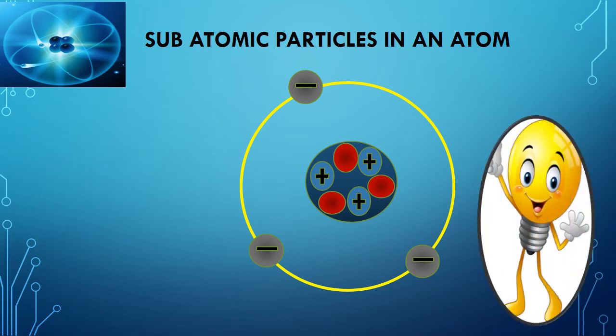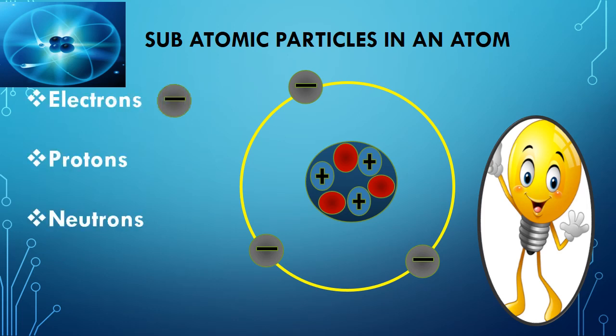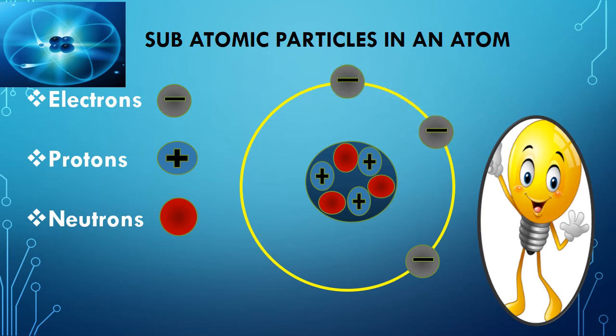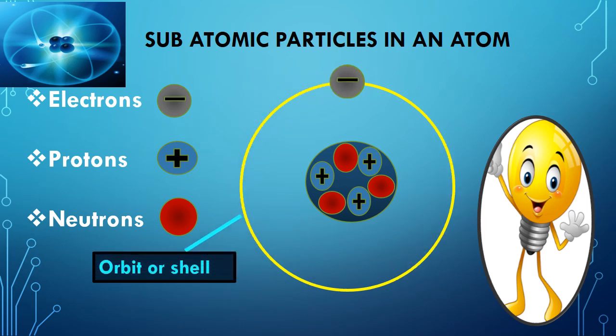Atoms make up everything, but what makes up an atom? Atoms are made up of even smaller particles called subatomic particles. These are electrons, protons, and neutrons. Electrons are negatively charged, protons are positively charged, but neutrons have no charge. Electrons are present in the outer part of the atom. They are moving in a circular path around the central portion. These circular paths are called orbits or shells. Protons and neutrons are present in the central portion of the atom. This part is called the nucleus of the atom.